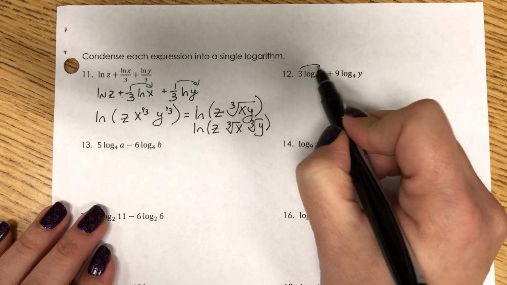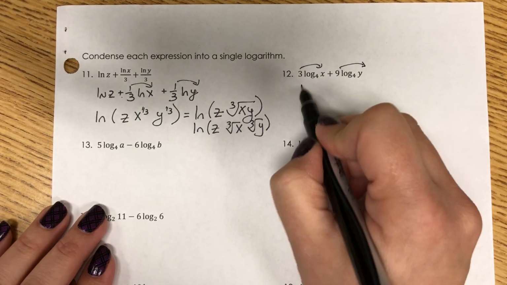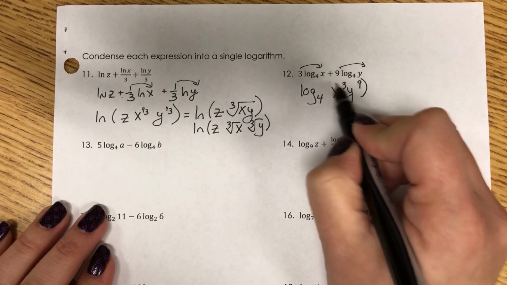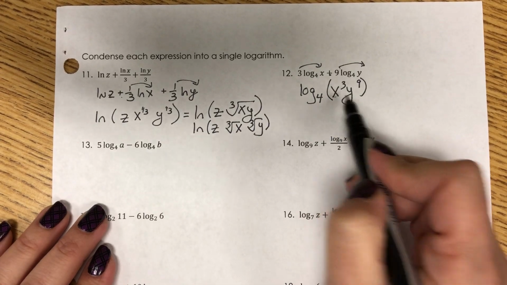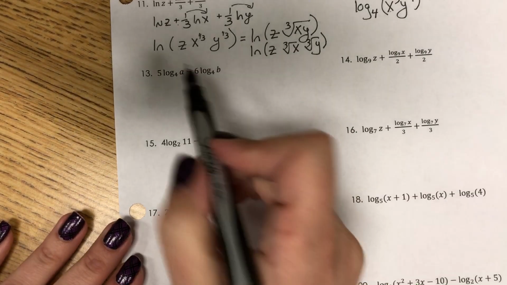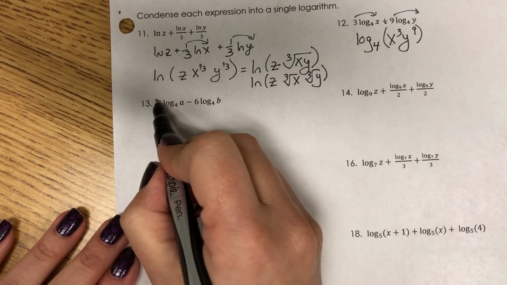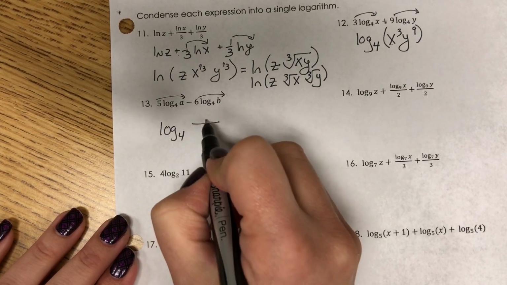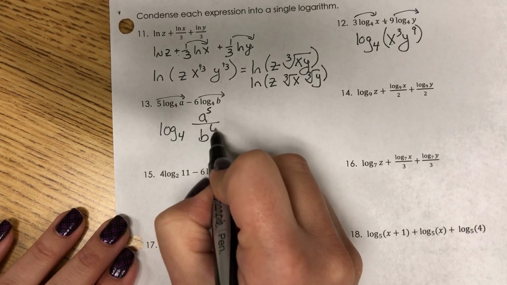All right, in 12, the 3 is going to come up and the 9 is going to come back up. So x cubed y to the 9th. And because of the adding, I multiply my argument. Subtraction now. So that means the arguments are going to be divided.